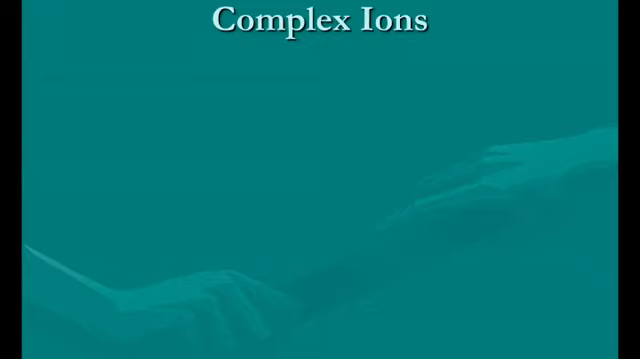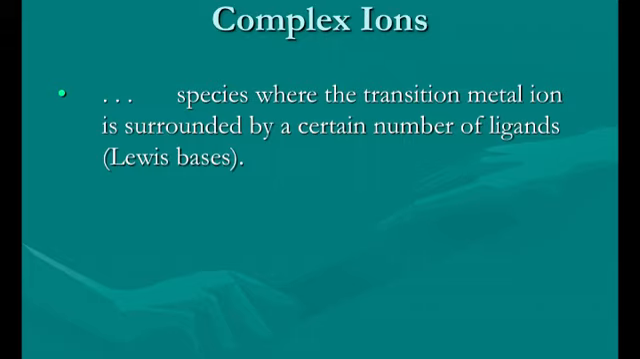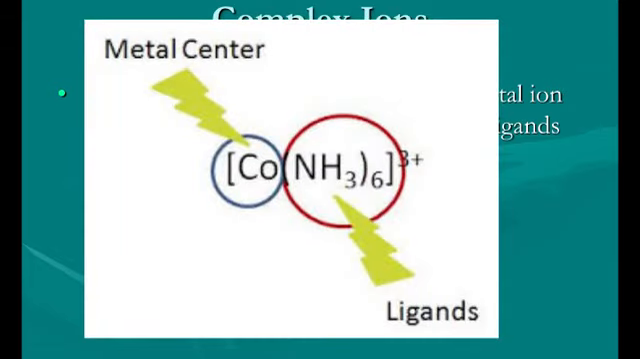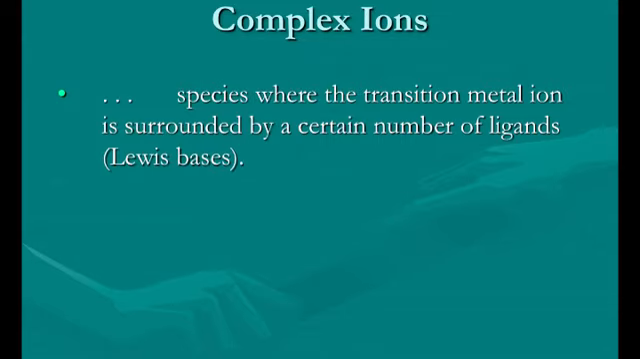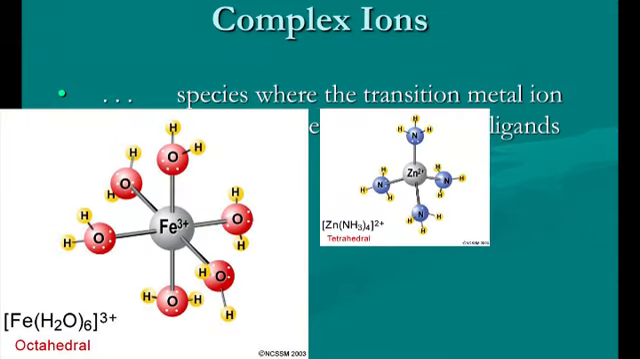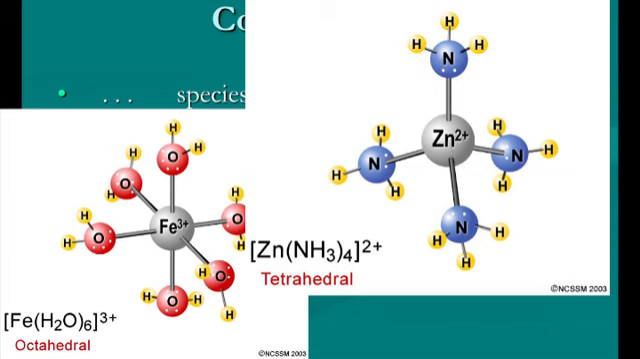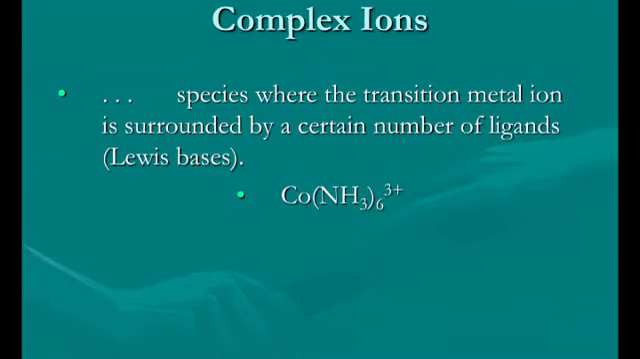So complex ions, what are they? Well, it is a fancy ion, a complex ion. So something where you have a transition metal, something there in the middle, surrounded by a certain number of things called ligands. For instance, here's cobalt. That's a transition metal that's surrounded by a bunch of ammonia molecules.